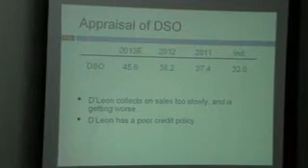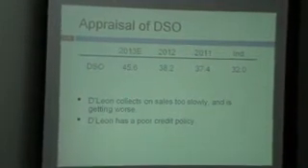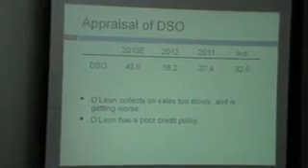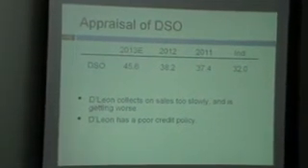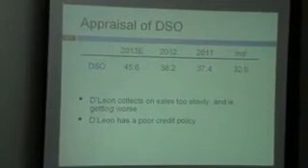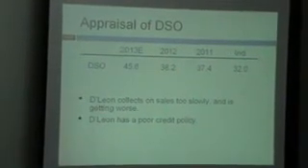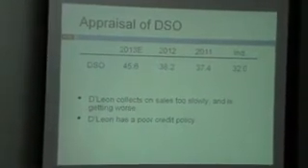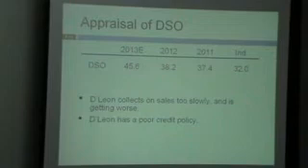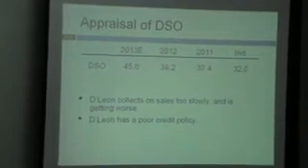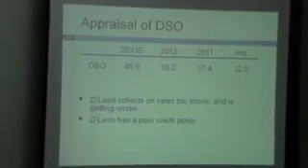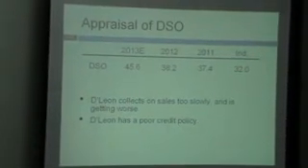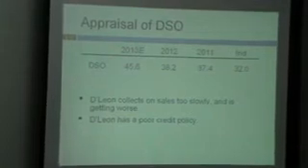So as far as days sales outstanding is concerned, the industry average is 32 days. The industry average is that account receivables are collected in 32 days. And if you look at this company's figure, in 2011 it is 37.4 days, in 2012 it is 38.2 days, and it is worst in 2013 when it is 45.6 days. So we can conclude that Delon collects on sales too slowly and is getting worse. Delon has a poor credit policy.